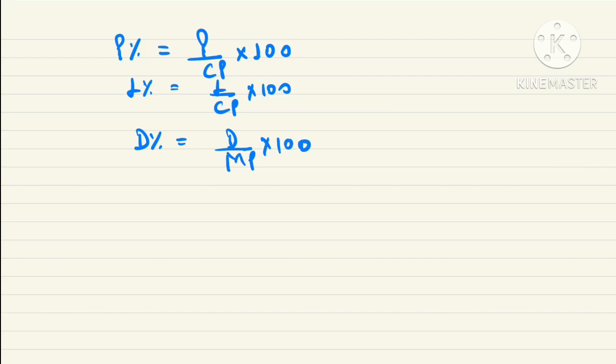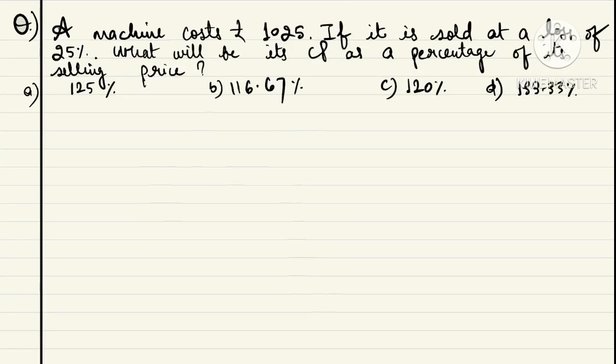Fine. Next, okay, so what is given in the question? A machine costs rupees 1025 if it is sold at a loss of 25%. Fine. So what will be its cost price as a percentage of its selling price? Okay, so what we can do here, it is given that it is sold at a loss of 25%. As we know, 25% is 1 by 4.